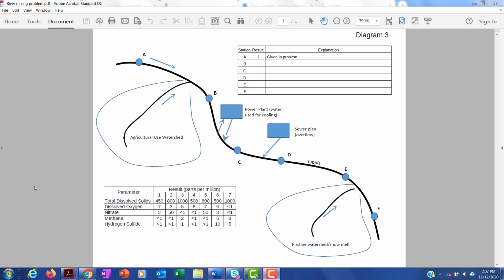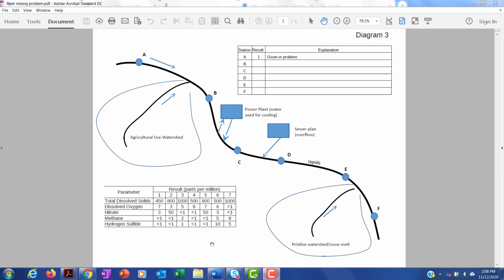So in the problem, there are 6 sampling stations, A, B, C, D, E, F, and there are 7 results. Now these results are literally like when you go out and you put water meters in the river and you write down these parameters. That's what you would do. And it turns out you have 7 results and 6 stations, and the only thing you know is that the first result goes to station A.